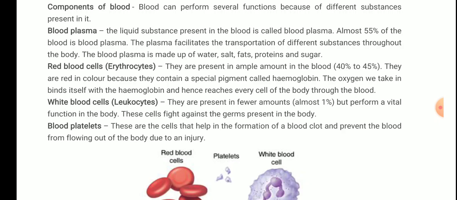Okay, so the WBCs are mainly responsible for the immunity of the body. Why? Because these cells fight against the germs present inside the body. They are present in less amount as compared to the red blood cells. Okay.